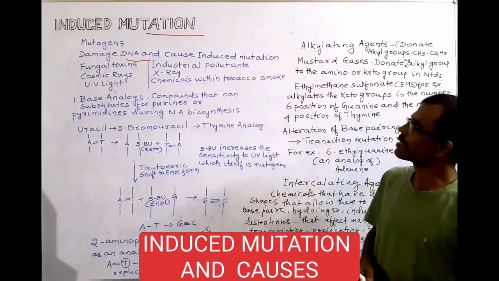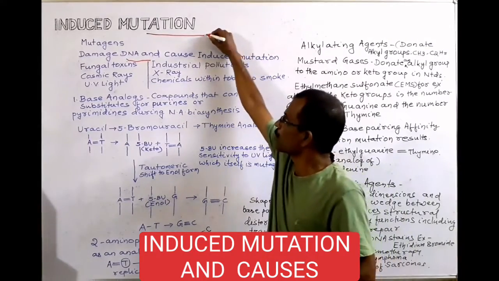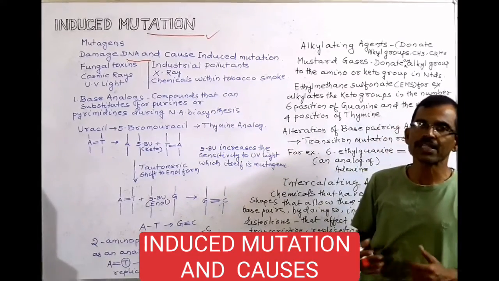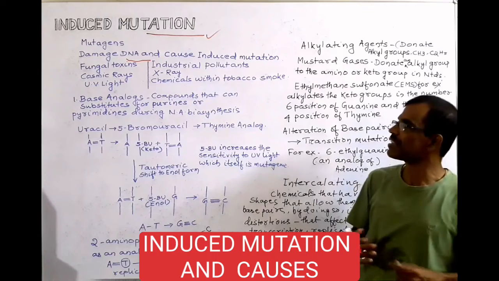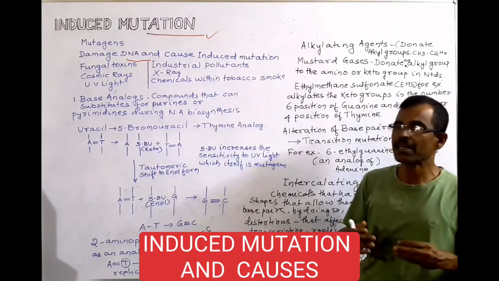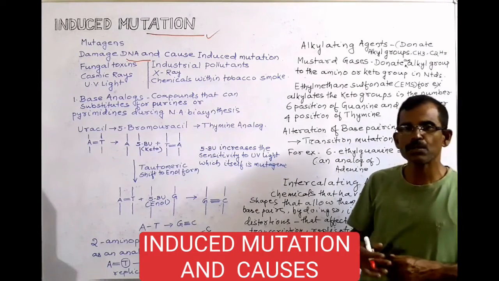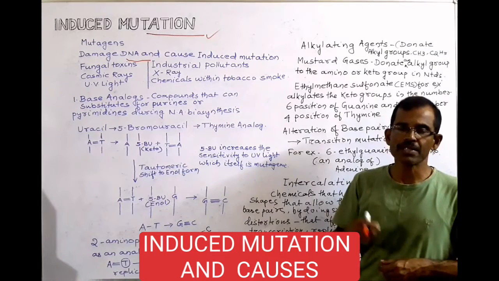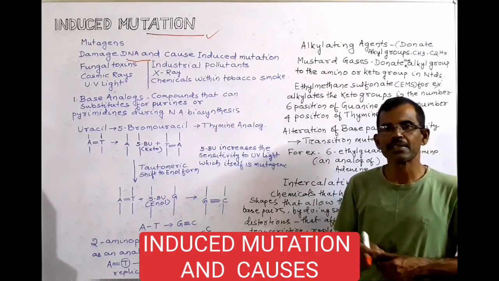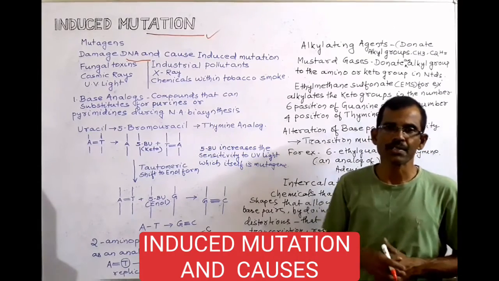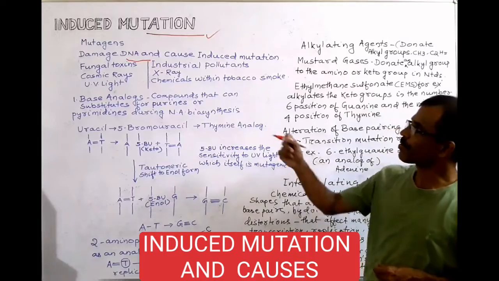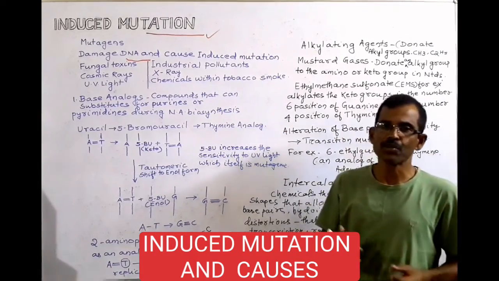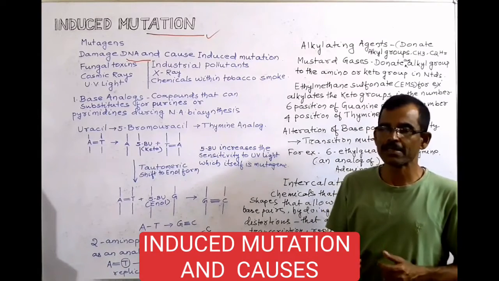Friends, today we shall discuss about induced mutation. On the earth, all organisms are exposed to a plethora of agents that damage DNA and cause induced mutation. The mutation that is caused by physical agent or chemical agent is known as induced mutation, and the agents are called as mutagens. Some of the mutagens are naturally found in the environment.